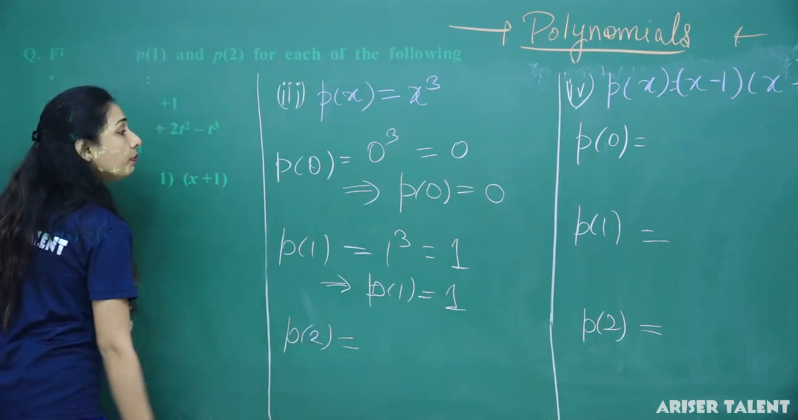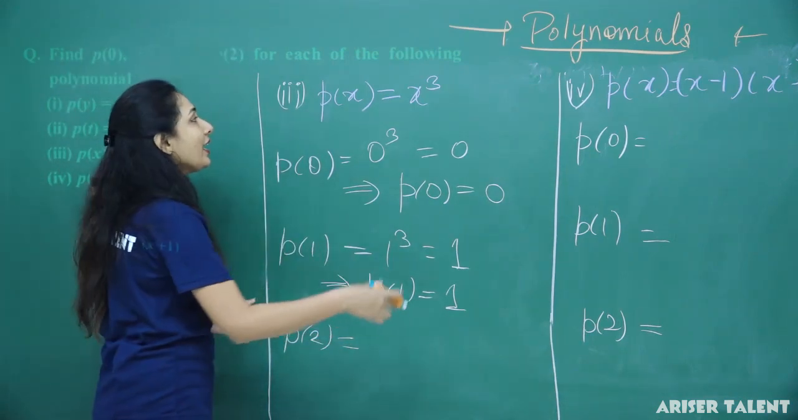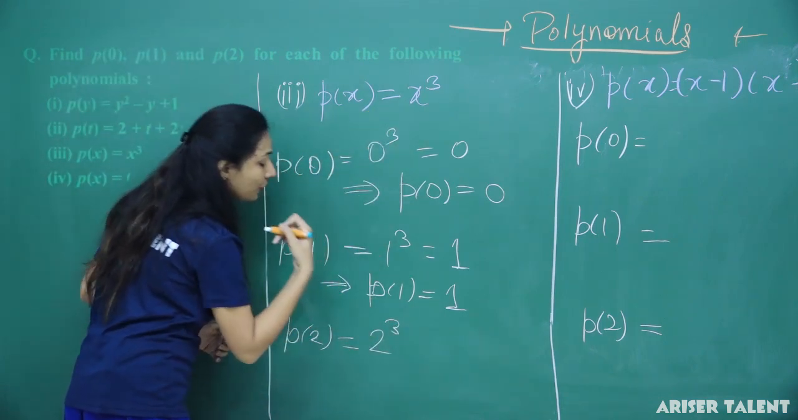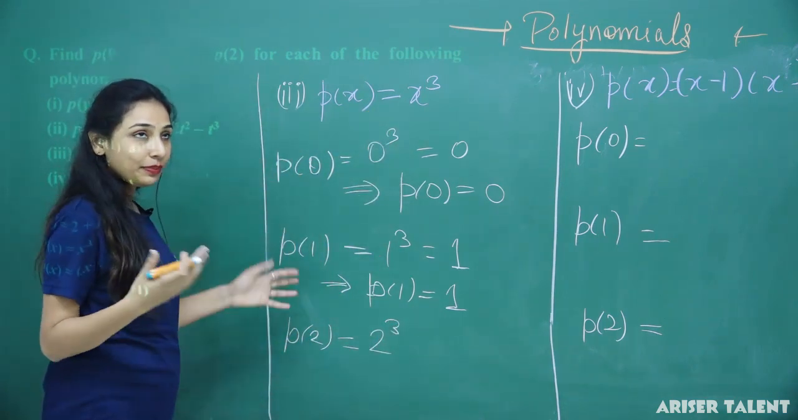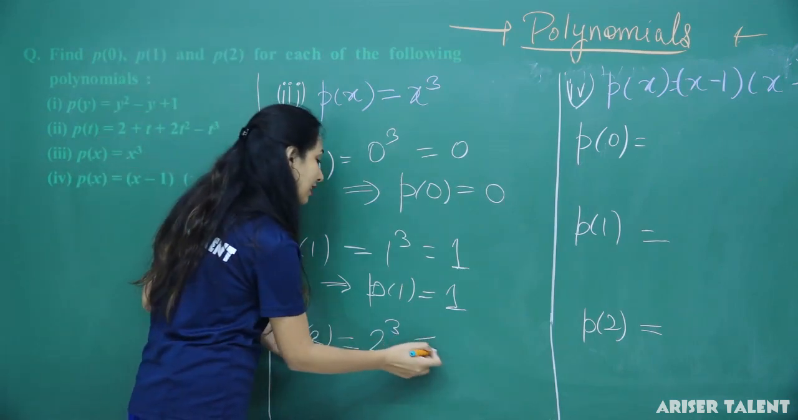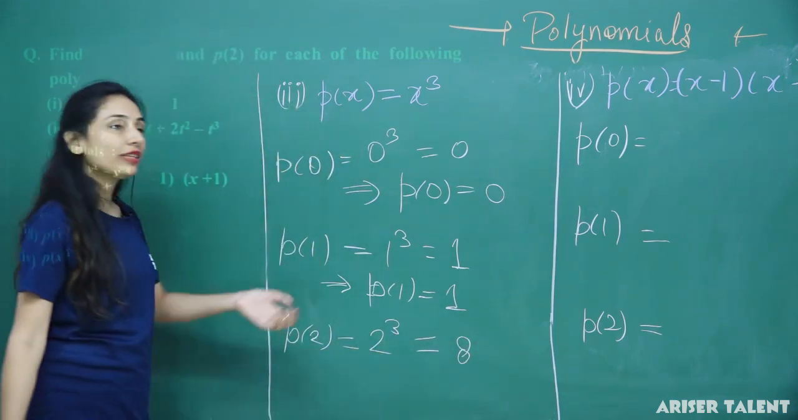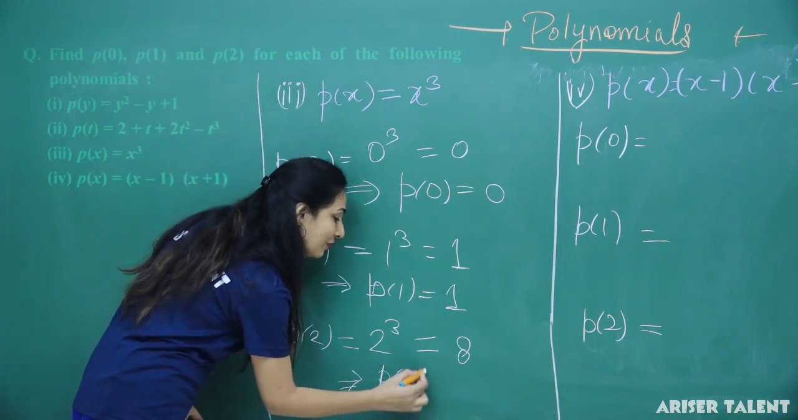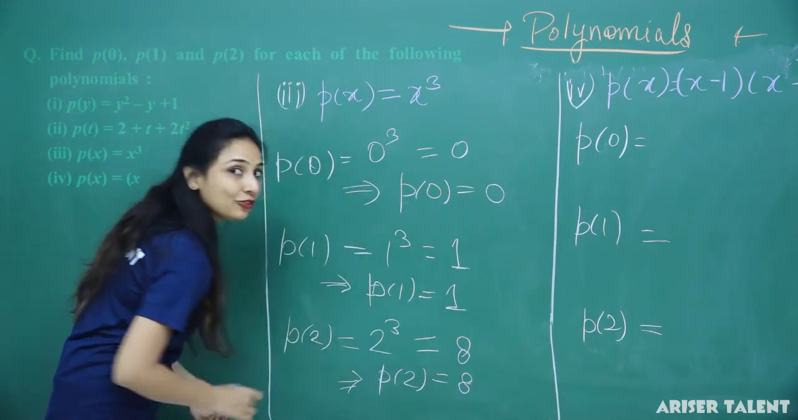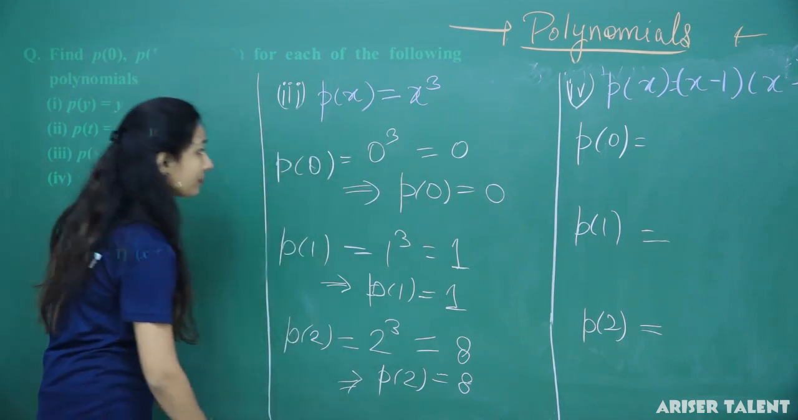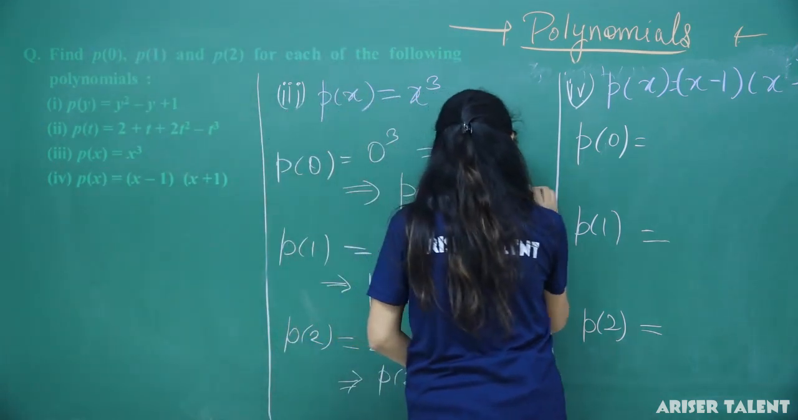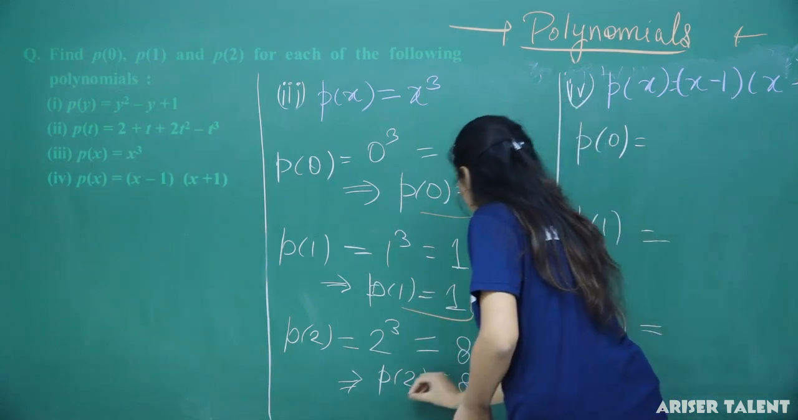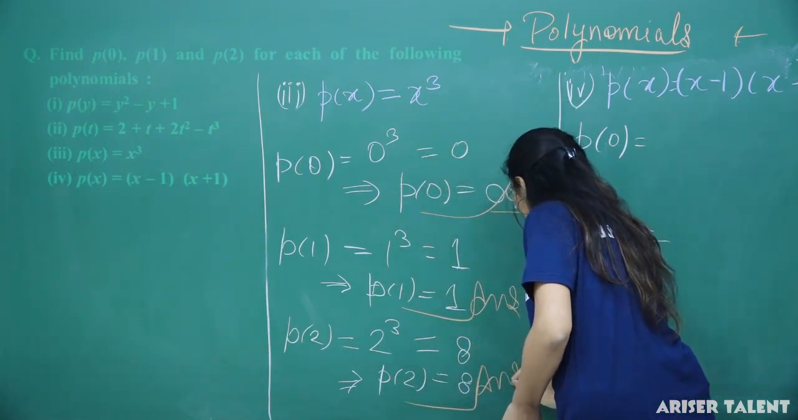Now P(2). Okay, so P(2) will be equal to 2 cube. So that is 8. 2 times 4 is 8, so that will be 8. That implies that P(2) is equal to 8, right students? Now this is your answer, this is your answer, and this is your answer.